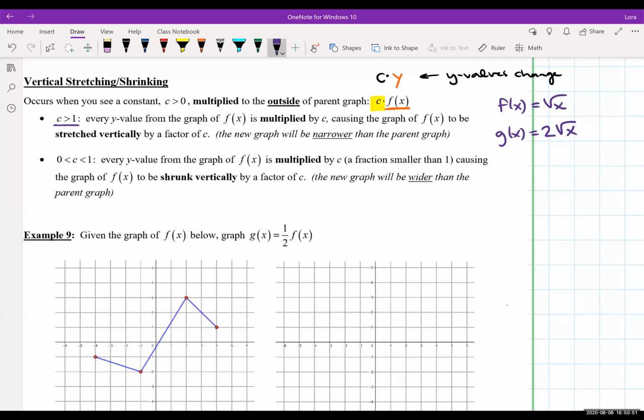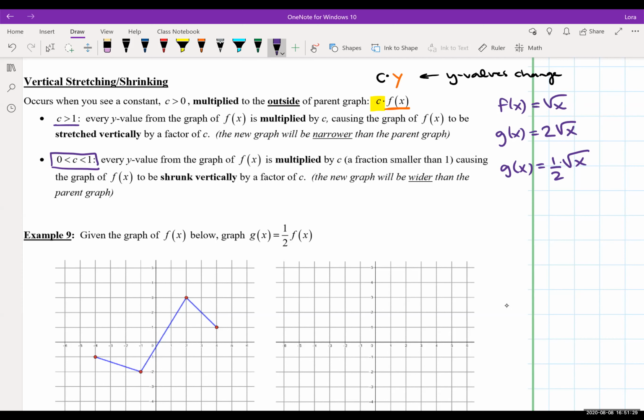If we were to consider, what if our g of x was involving a factor that was in between 0 and 1, so a nice fraction or decimal. I'll say 1/2 times square root of x. What's supposed to happen is it's supposed to shrink vertically. And if you think about what happens when you multiply a number by something that's smaller than 1, it's supposed to make the number smaller, as long as it's in this range, 0 and 1.